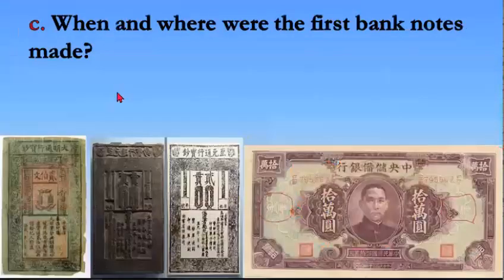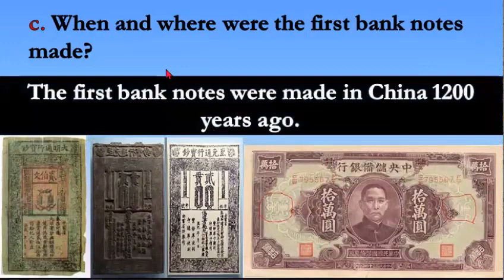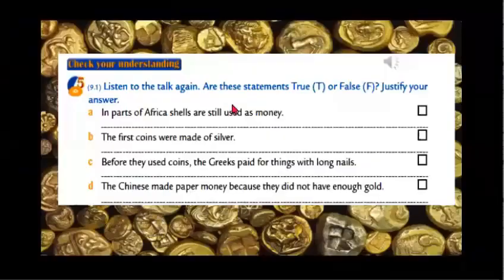C. When and where were the first banknotes made? These are banknotes which are made of paper. They were made in China 1,200 years ago. These are the answers to the three questions.